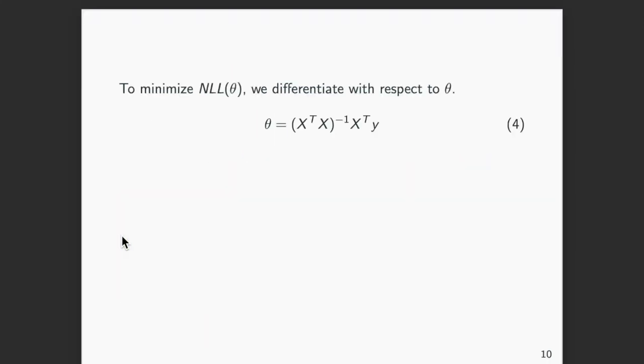So if you want to minimize negative log likelihood, you'll differentiate with respect to theta, you'll obtain theta hat equal to x transpose x inverse x transpose y. This is your theta MLE.